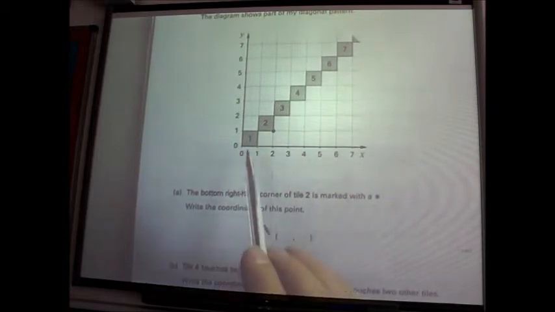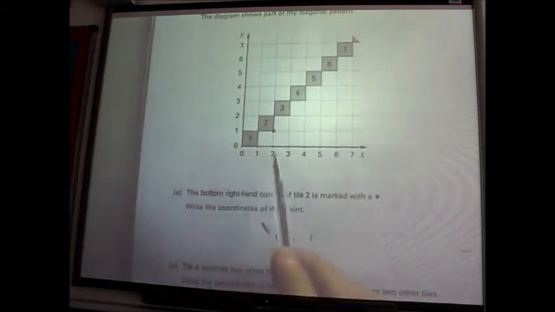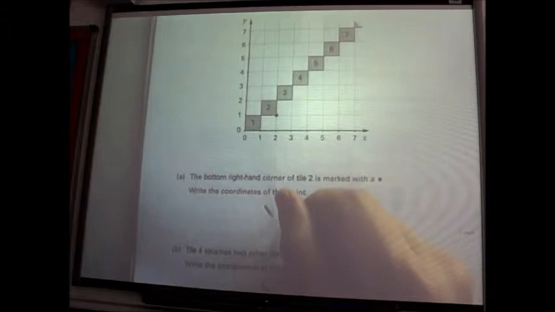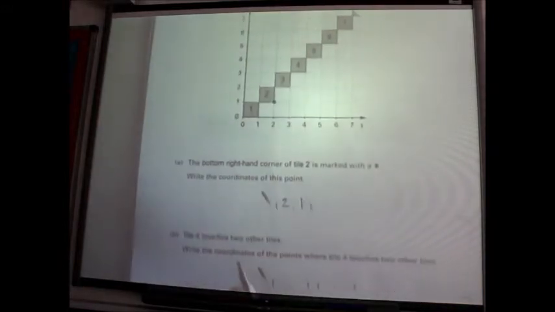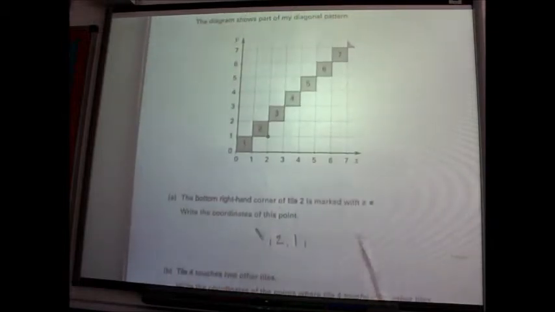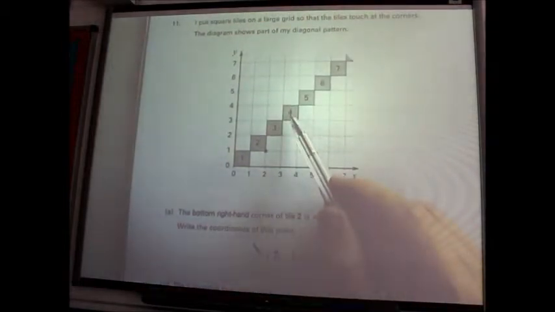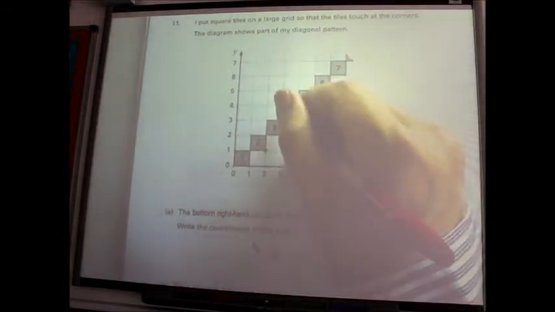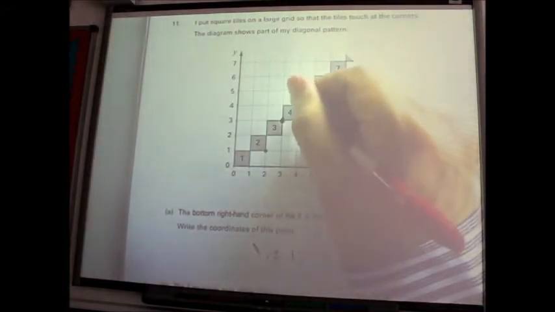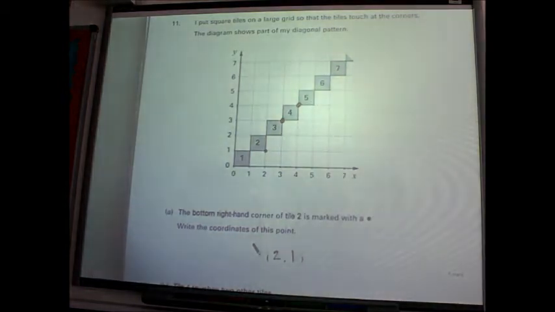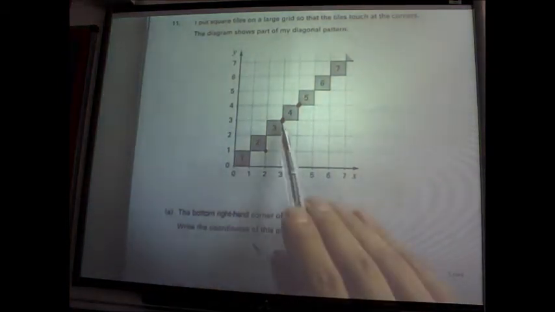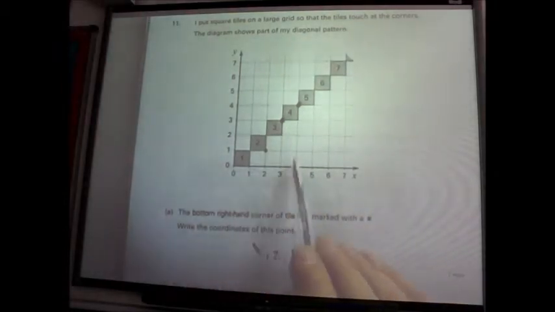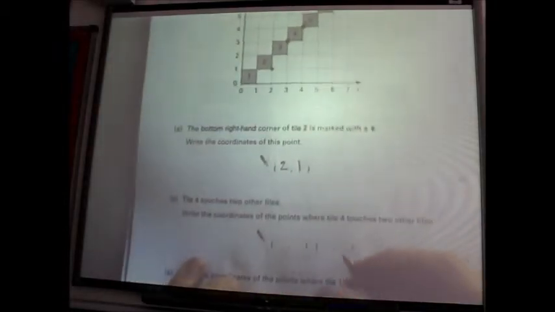Now, do you remember the rhyme? Along the corridor, then up the stairs. So it's along 2, then up 1. So it would be 2, 1. Tile 4 touches 2 other tiles. What are the coordinates where it touches the other tiles? So here's tile 4. It touches other tiles at this point here and at this point here. So we need to write down those coordinates, and they are along the corridor 3, 3 and 4, 4. So the answer to this one here is 3, 3 and 4, 4.